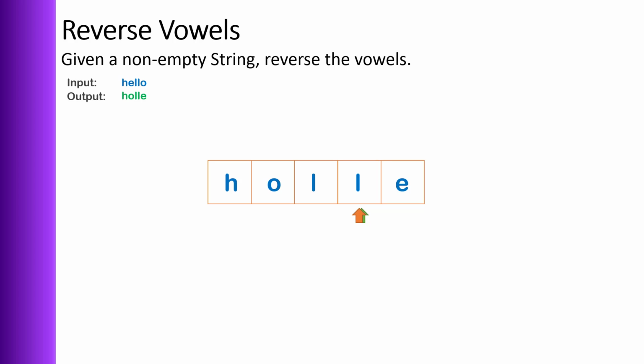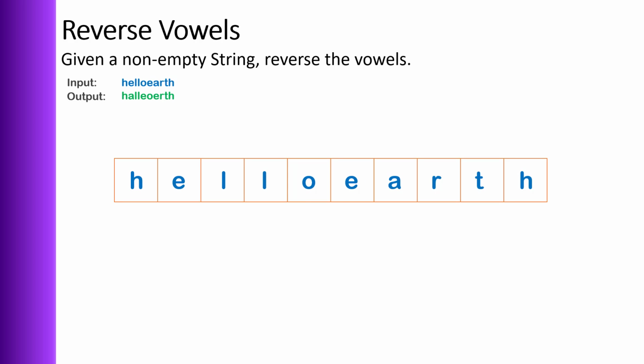Now another example is Hello Earth. We have the start cursor and the end cursor again, and we move the left cursor to the right until we find a vowel. So now we find a vowel. Now we move the right cursor to the left until we find a vowel. Okay, R, then A. Now that we are pointing at vowels, we swap them.